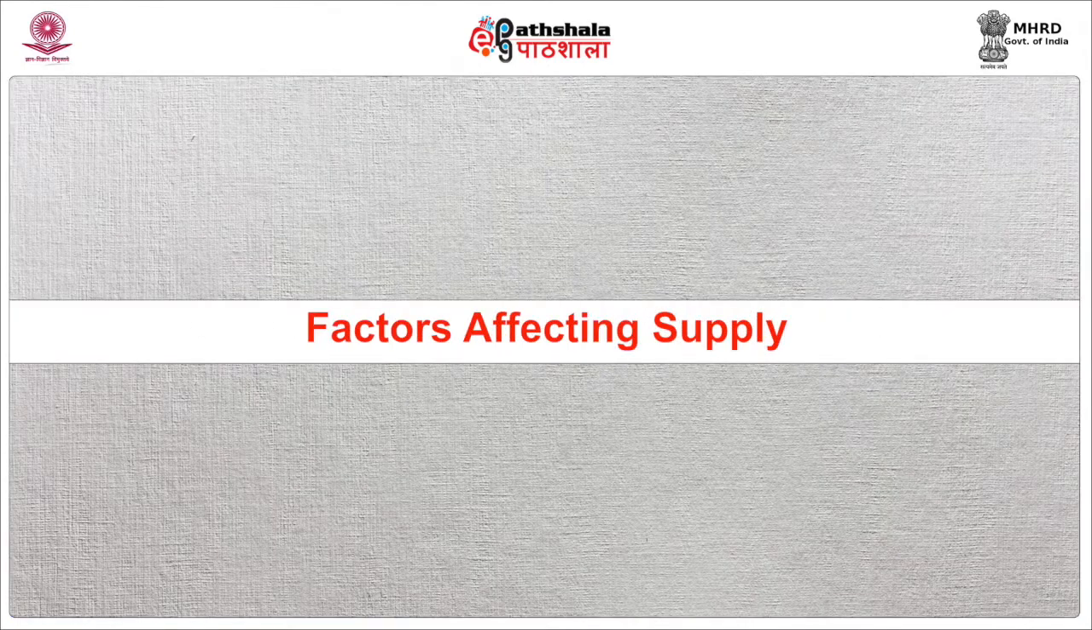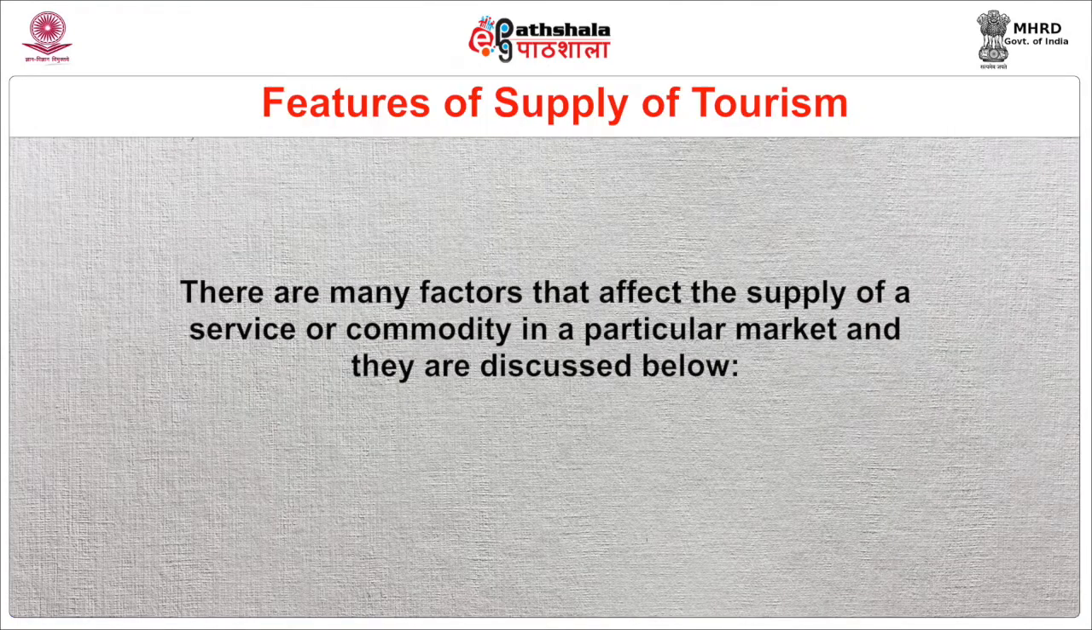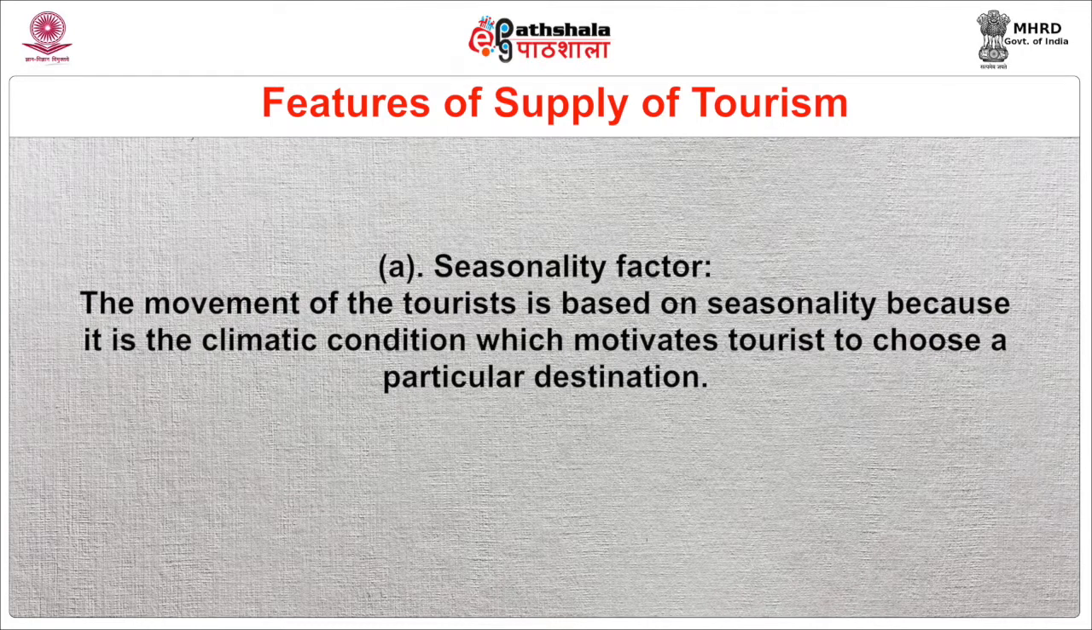Factors affecting supply. There are many factors that affect the supply of a service or commodity in a particular market, and they are discussed below. A. Seasonality factor. The movement of tourists is based on seasonality because it is the climatic condition which motivates tourists to choose a particular destination.